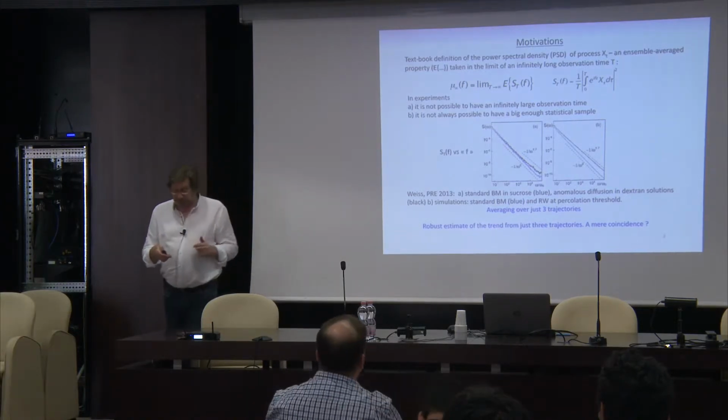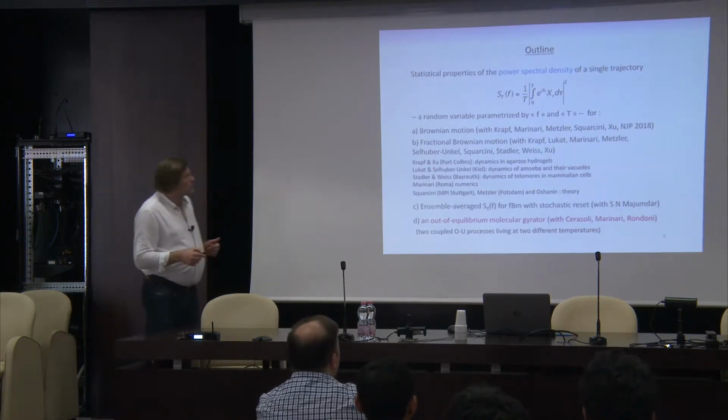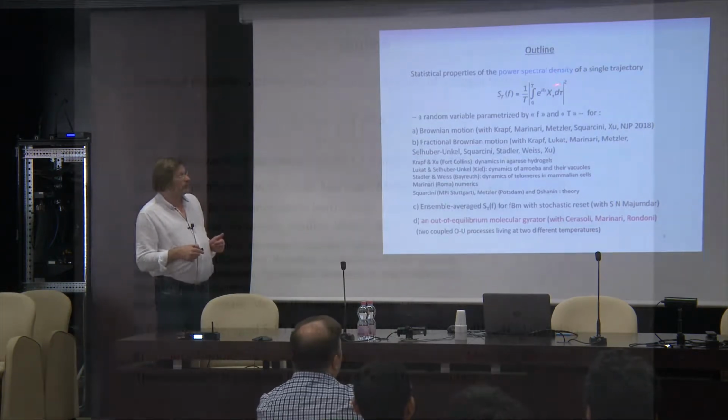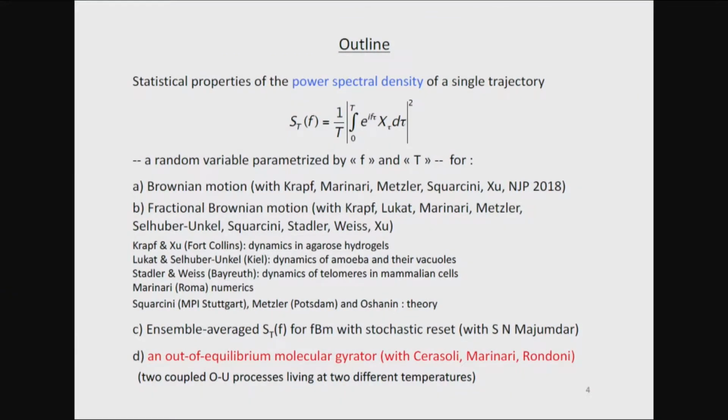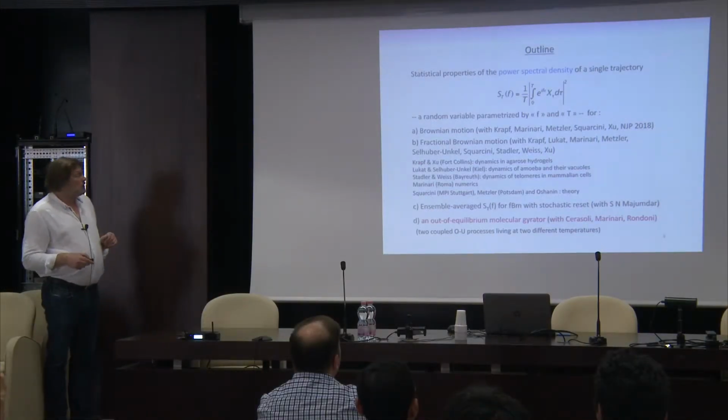But still, what I'm going to talk about here, I will focus on this random variable defined on the level of a single realization of a trajectory. And I will try to study exhaustively its statistical properties. I am going to calculate exactly the full distribution function of this random variable, which is parameterized by frequency and observation time. Any frequency, arbitrary observation time, not necessarily infinite, for Brownian motion.